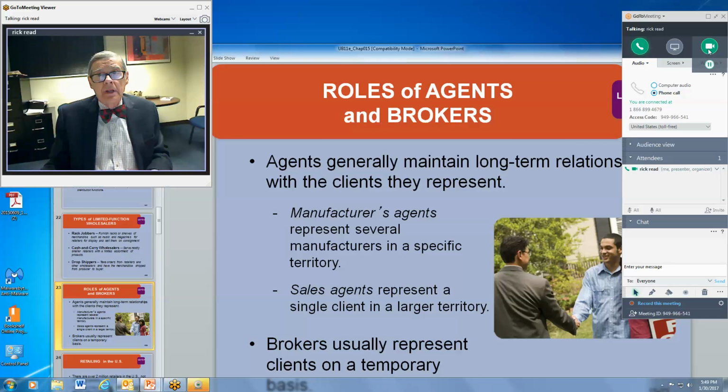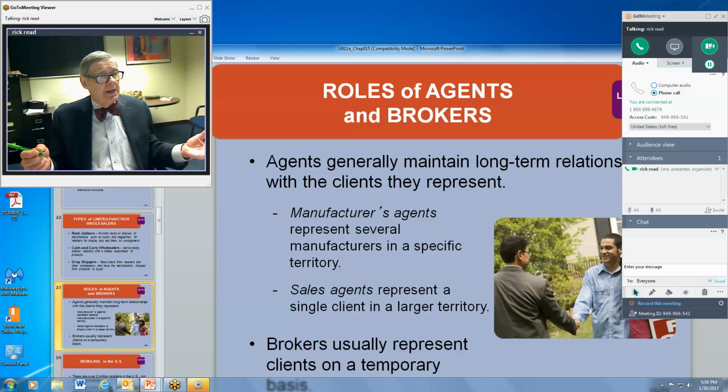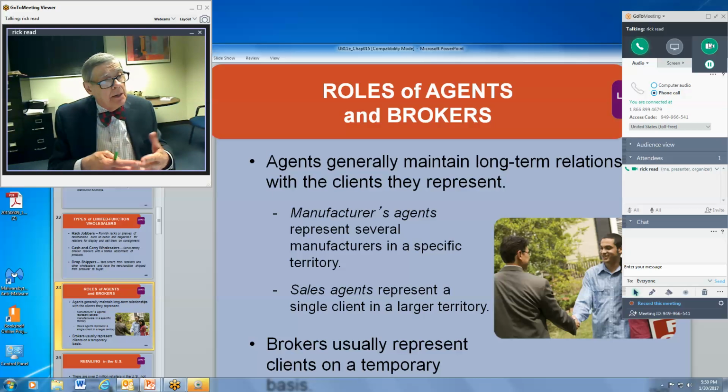Now, here's the difference between agents and brokers. They're very similar. An agent normally has a long-time relationship with his or her clients. May represent more than one manufacturer, and usually in a specific geographic area. A broker usually represents a client on a temporary basis. They perform essentially the same functions, and remember, they bring buyer and seller together, but they do not take possession of the goods.